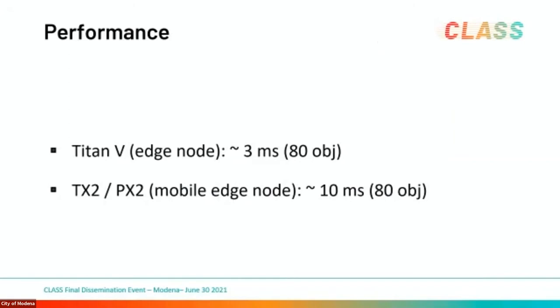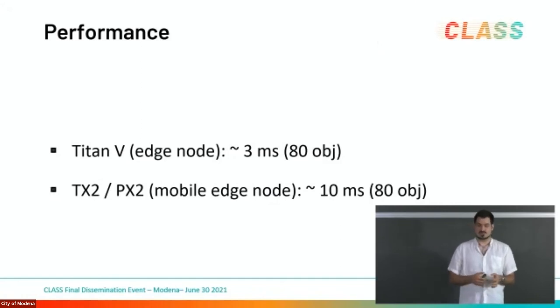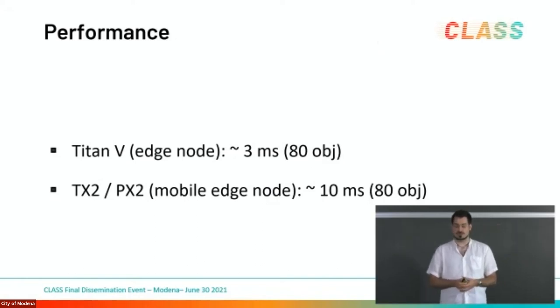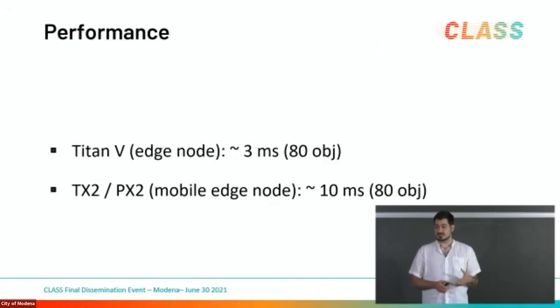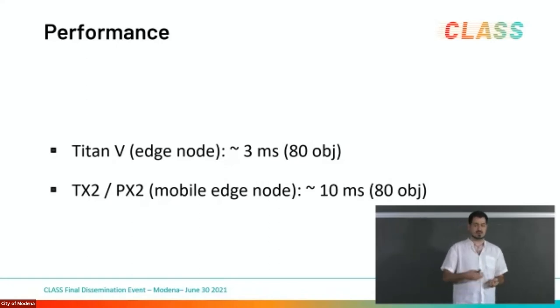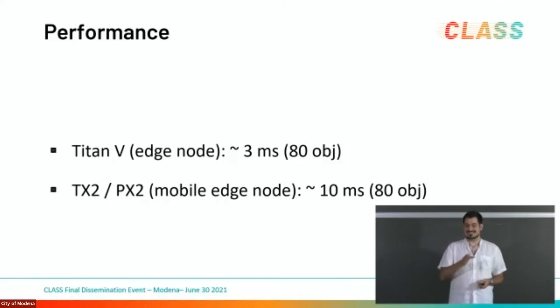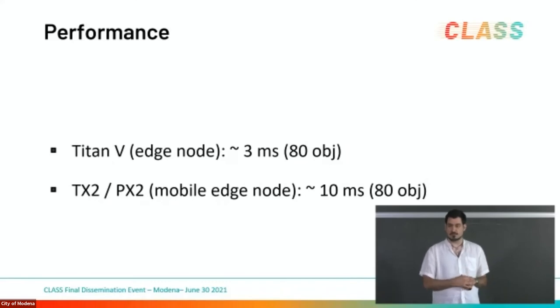And what is the performance of this tracker? Well, extended Kalman filters are really, really fast. On our edge node, since we are also able to parallelize this on GPU, we have about a 3 millisecond computation for computing the trajectory and the tracking of 80 objects, while on a mobile edge node, which can be a TX2, a PX2, a Pegasus, and so on, we usually take 10 milliseconds to track 80 objects. But that's okay, because all of this is inside our end-to-end latency computation, and with respect to other kinds of computation, this is very, very small.